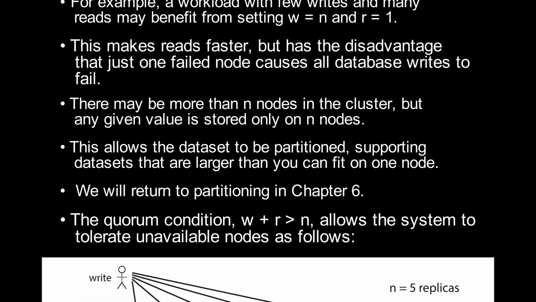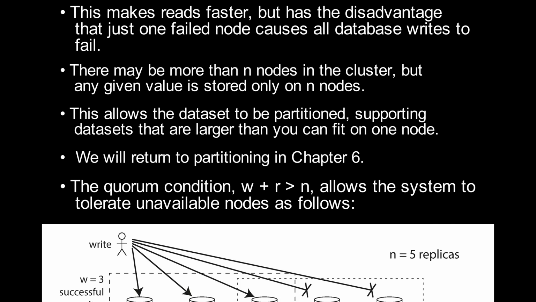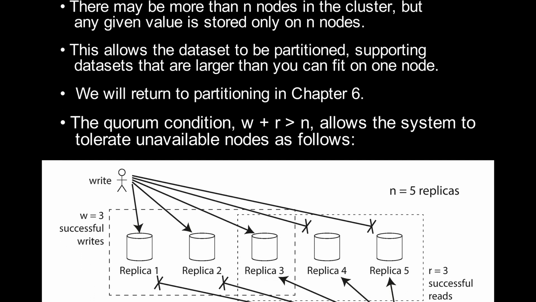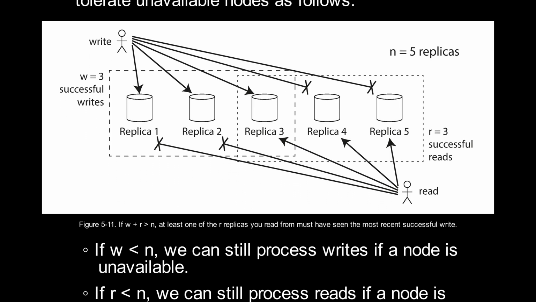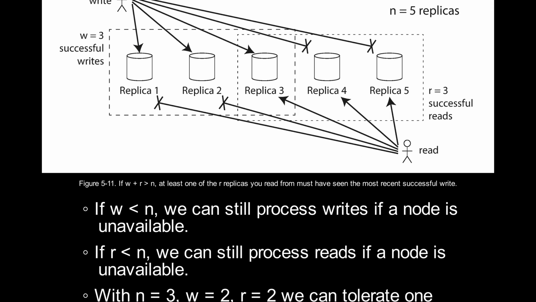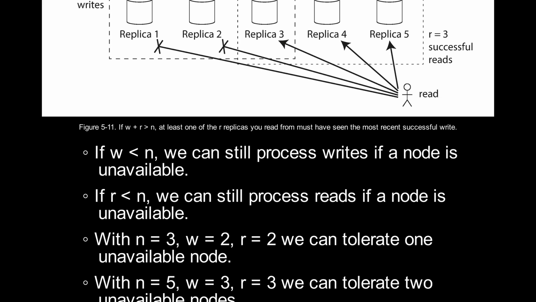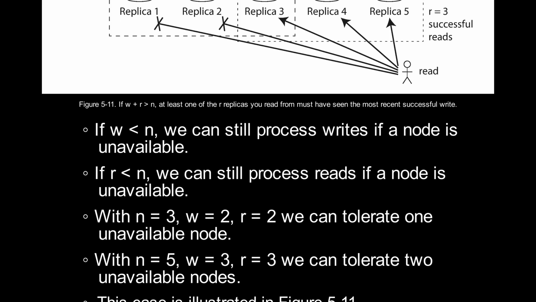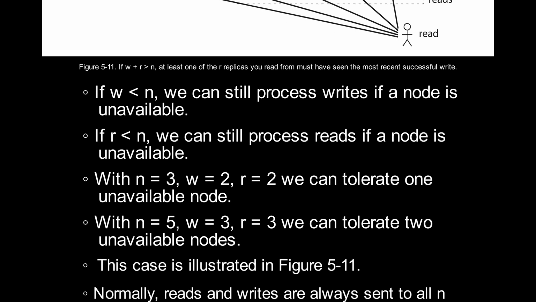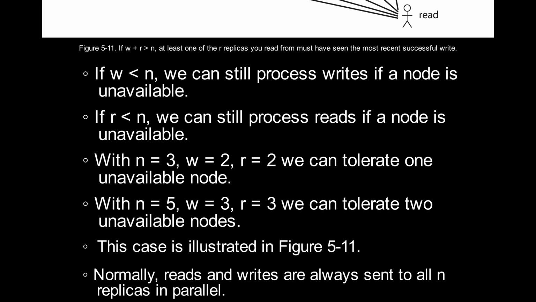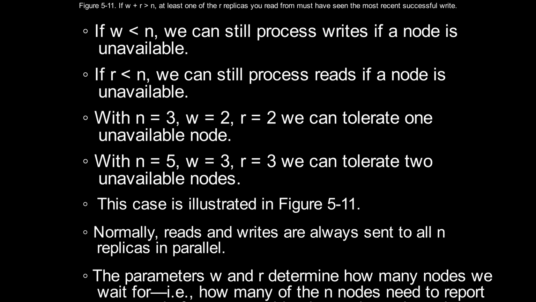The quorum condition, W plus R greater than n, allows the system to tolerate unavailable nodes as follows. Figure 5-11. If W plus R is greater than n, at least one of the R replicas you read from must have seen the most recent successful write. If W is less than n, we can still process writes if a node is unavailable. If R is less than n, we can still process reads if a node is unavailable. With n equals 3, W equals 2, R equals 2 we can tolerate one unavailable node. With n equals 5, W equals 3, R equals 3 we can tolerate 2 unavailable nodes. This case is illustrated in Figure 5-11.